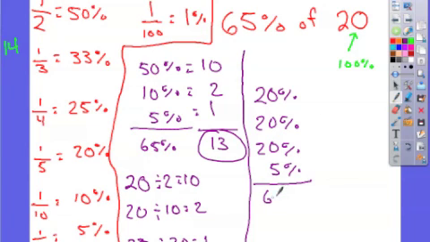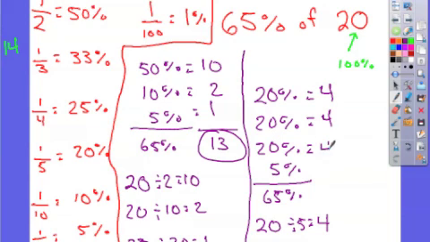All right, that's 65%. So now we need to find all these values. So 20% of 20. 20 is 100%, and I need to find 20% of that. 20% is a fifth. We talked about 20% is 1/5 because we go 20, 40, 60, 80, 100. 5 of those in 100. So I'm going to divide that by 5. That's going to be 4. So 20% of 20 is 4. So then that one would also be 4. That one would also be 4.